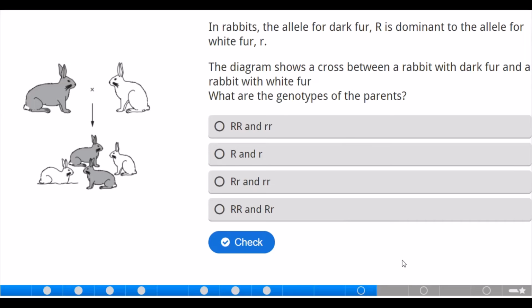In rabbits, the allele for dark fur, R, is dominant to the allele for white fur, r. The diagram shows a cross between a rabbit with dark fur and a rabbit with white fur. What are the genotypes of the parents? The likely genotypes to have given rise to this type of offspring would be a heterozygous brown and a homozygous white.